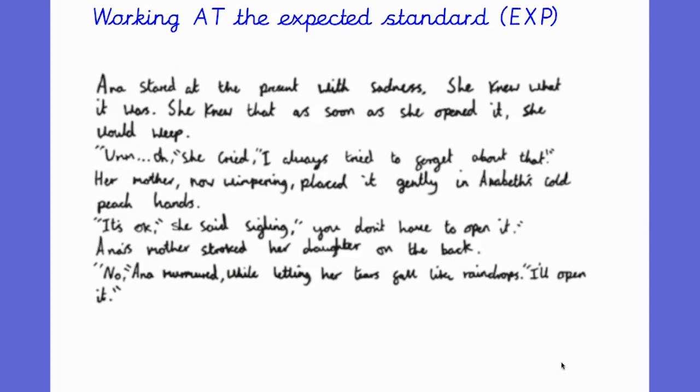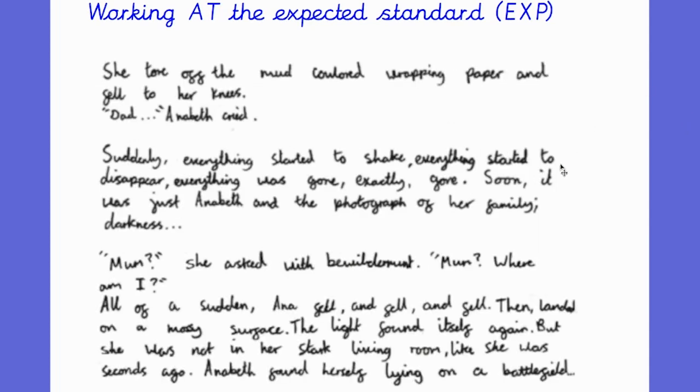Anna stared at the present with sadness. She knew what it was. She knew that as soon as she opened it, she would weep. Okay, she cried. I always try to forget about that. Her mother, now whimpering, placed it gently in Annabeth's cold peach hands. It's okay, she said, sighing. You don't have to open it. Anna's mother stroked her daughter on the back. No, Anna murmured, while letting her tears fall in like raindrops. I'll open it. She tore off the mud-coloured wrapping paper and fell on her knees.